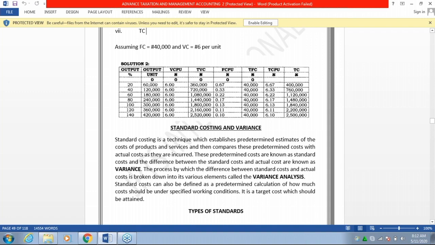The process by which the difference between the standard cost and the actual cost is broken down into its various elements is called variance analysis. Is that one clear? The standard cost can also be defined as a predetermined calculation of how much cost should be under specified working conditions. So it is a target cost which should be attained.